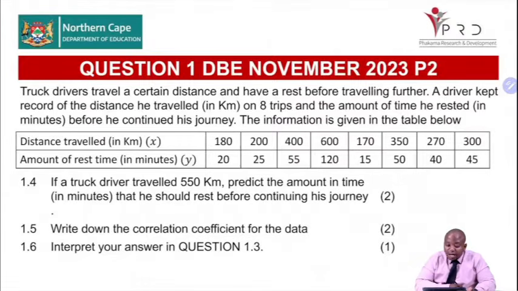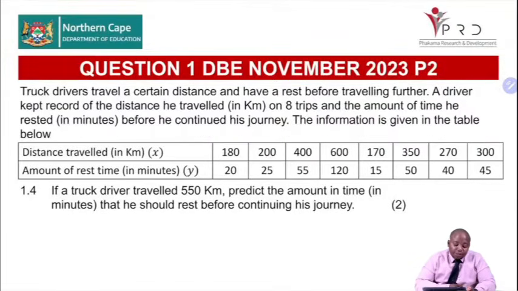Welcome back, grade 12. Let us look at 1.4. 1.4 is as follows: if a driver travels 550 kilometers, predict the amount of time in minutes that he should rest before continuing his journey. So we are looking at a question that involves interpolation and extrapolation. What's important with regards to this question is to know whether I am given X or Y. Then I'm going to use the least squares regression line to calculate the variable that they are looking for. They told me in 1.4 that a truck driver has traveled 550 kilometers.